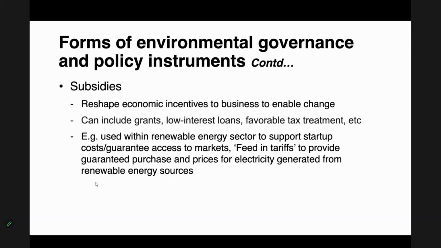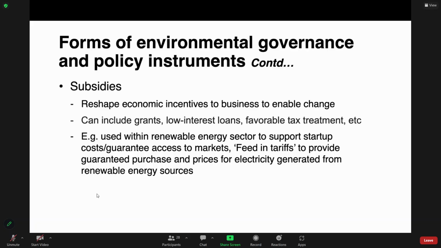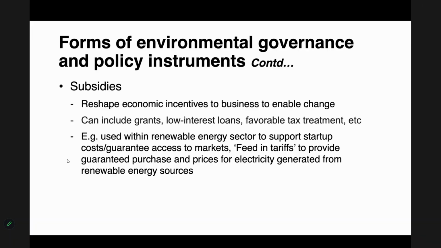So for instance, I think there are certain feed-in tariffs. And so if you use renewable energy, say if you're using solar power in your home, the electricity board might guarantee purchase of the extra electricity that you generate from your source. So there can be certain subsidies that help to motivate people to take certain environmentally friendly actions as well.